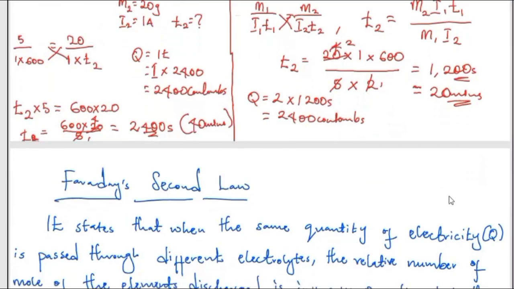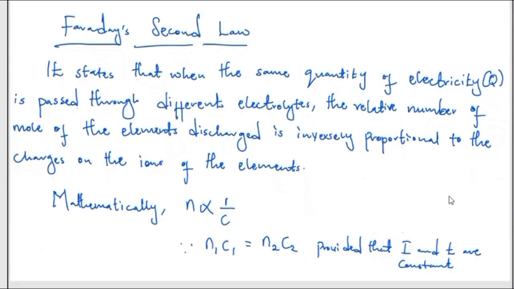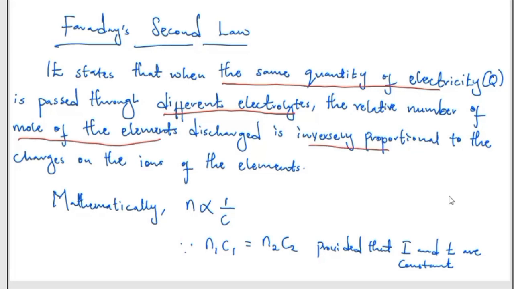Okay, so let's move on to Faraday's second law today. So Faraday's second law, what does it state? It states that when the same quantity of electricity is passed through different electrolytes, so the key words here are same quantity of electricity passed through different electrolytes, the relative number of moles of the element discharged is inversely proportional to the charges on the ions. So the mole of the elements is inversely proportional to the charges on the ions.